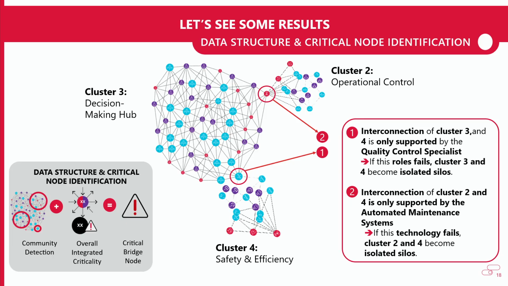Same applies between cluster 3 and cluster 4. When you see that we have also a single entity, this time a technological asset that links them, and if that fails, again, cluster 4 and cluster 2 become isolated silos.